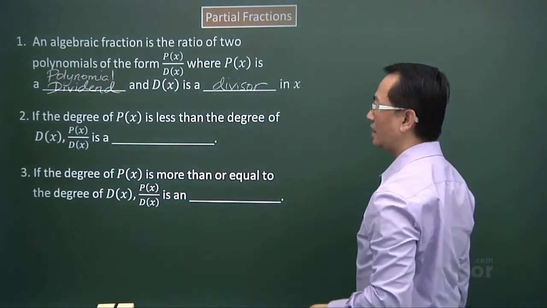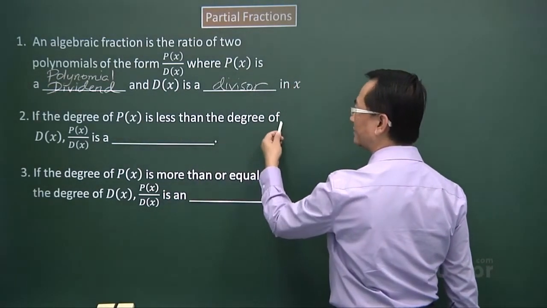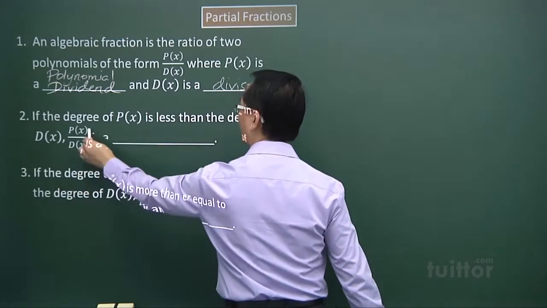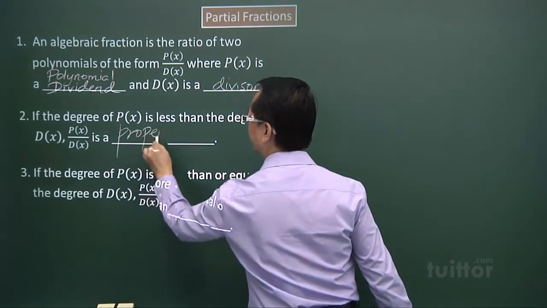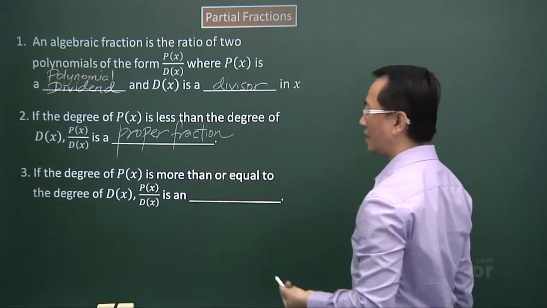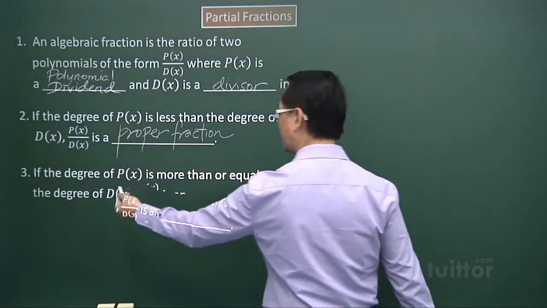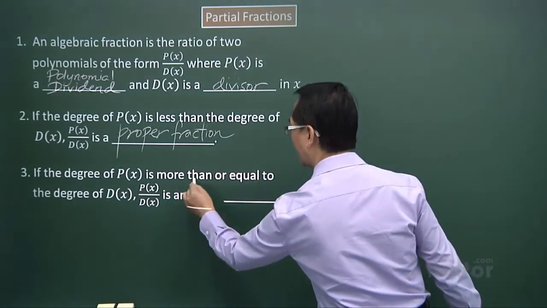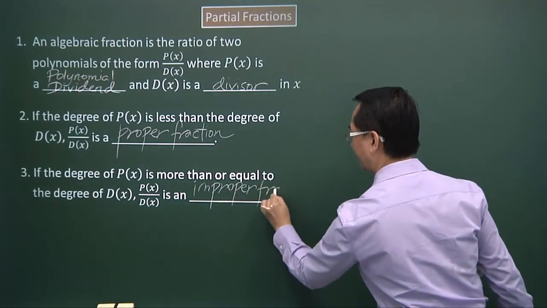If the degree of P(x) is less than the degree of D(x), then this algebraic fraction is a proper fraction. However, if the degree of P(x) is more than or equal to the degree of D(x), then this algebraic fraction is an improper fraction.